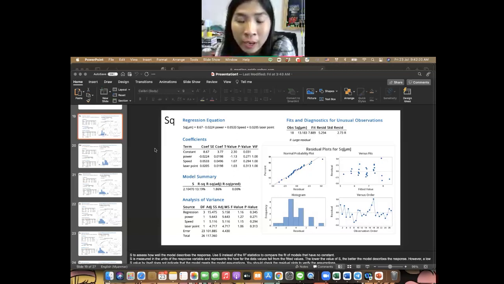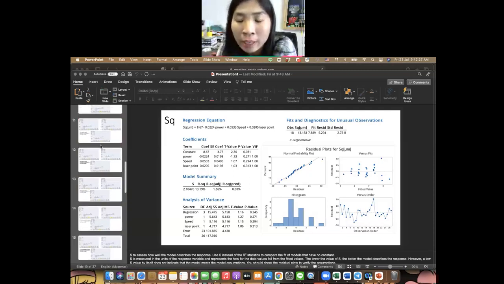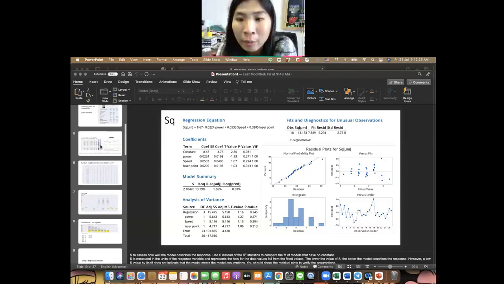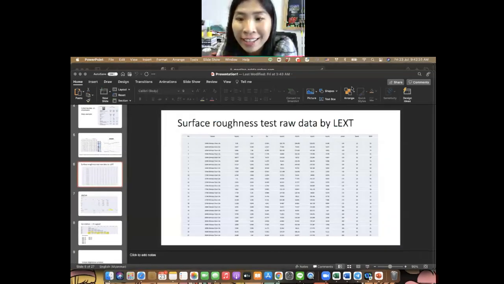So right now I'm trying to understand your work. Your independent variables are the power, the speed, and then there's the point, right? So these are the three independent variables. And then you have so many dependent variables, including those S things, yeah, okay.